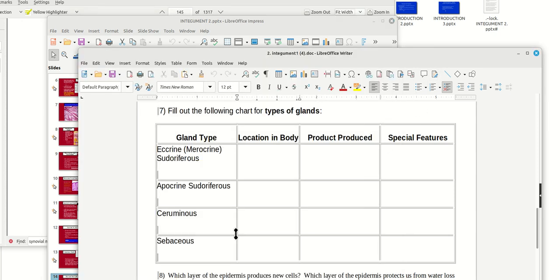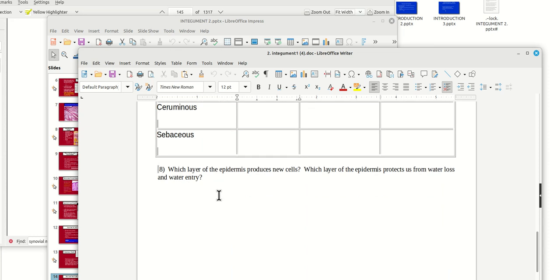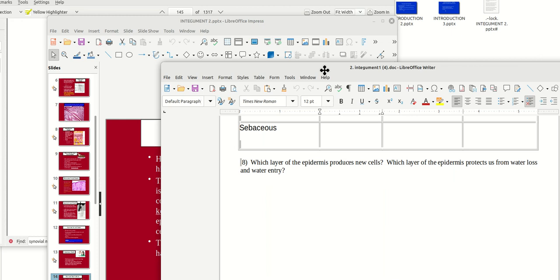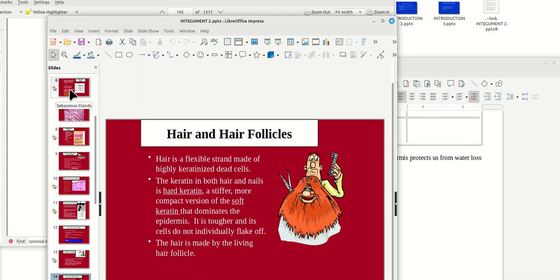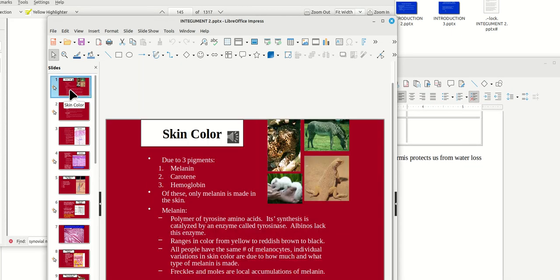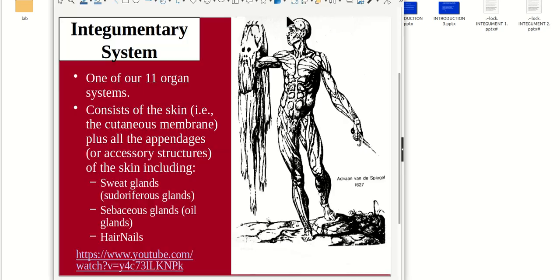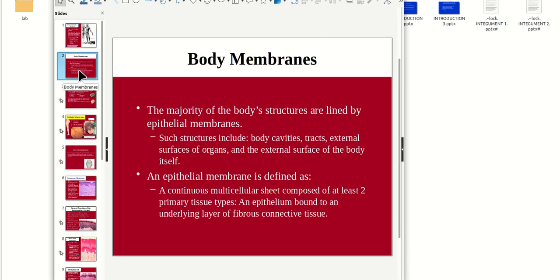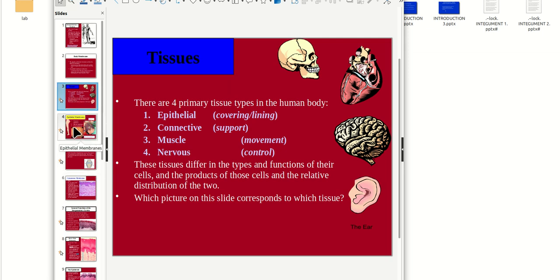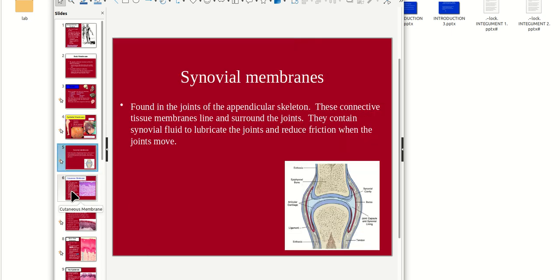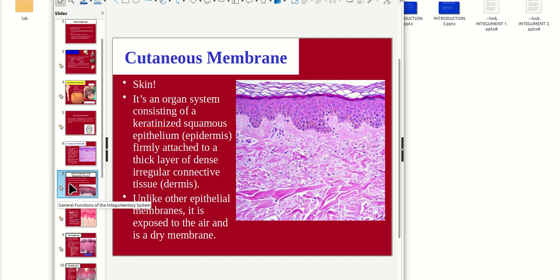All right, so I think we got all of those. Which layer of the epidermis produces new cells? Now we already saw that, and I think that was in the other set of PowerPoints. I don't think it was at the beginning of this. It was at the beginning of the other set. So let me go and find that. I thought it was early, but maybe I am wrong.